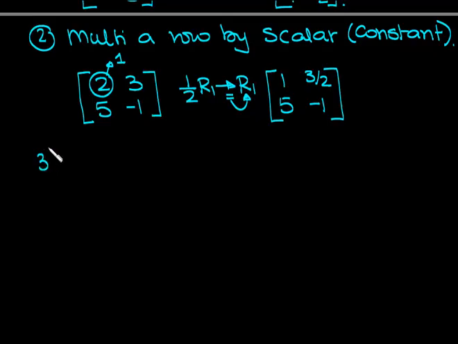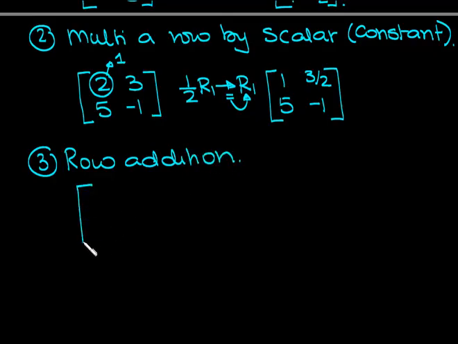The last operation is row addition, where we can add 2 rows. So here's an example of that. Let's say I have 1, 3, minus 1, negative 2. What I want to do is add row 1 and row 2. So I'm going to add row 1 plus row 2.